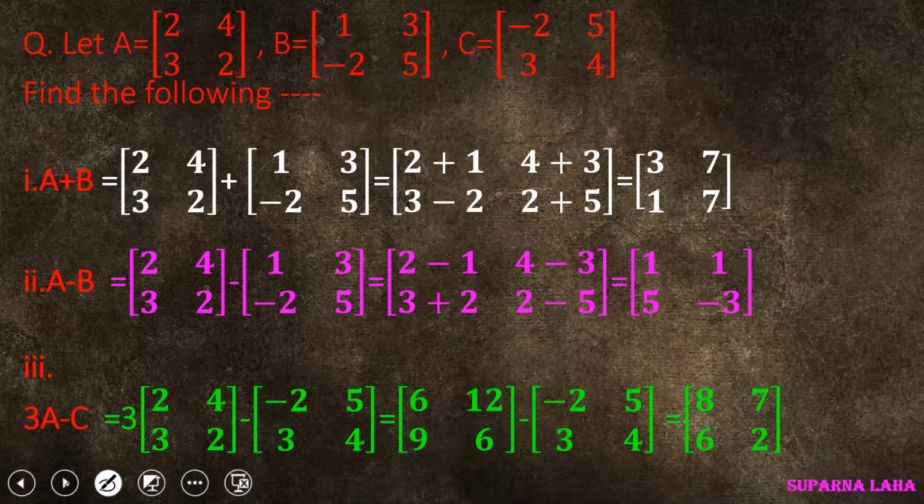And you can check the order for each and every case. For addition, this is 2 cross 2, 2 cross 2, and your answer is 2 cross 2. You can check the order also. So next problem. This addition and scalar multiplication is very easy, and for multiplication of two matrices, you need to be clear on the concept of scalar multiplication and addition. So addition, scalar multiplication and difference or subtraction are very easy.